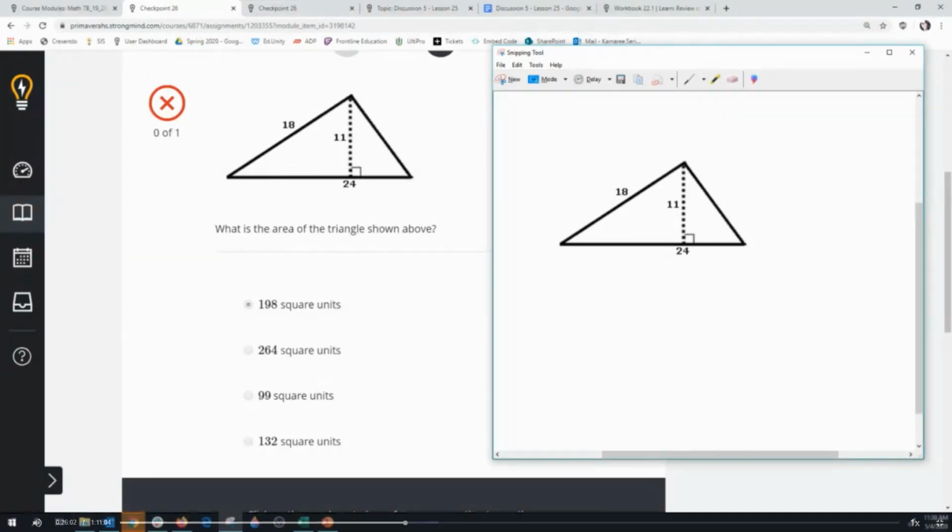Okay, so for this first question on checkpoint 26, we want to know what is the area of the triangle shown above? Before we can figure out what the area of this triangle is, we need to know what the area formula is for a triangle. Do you know what the area formula is of a triangle?